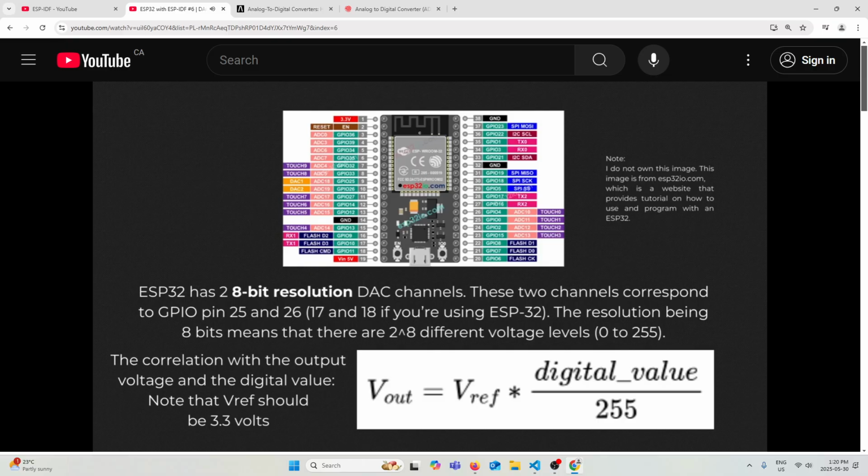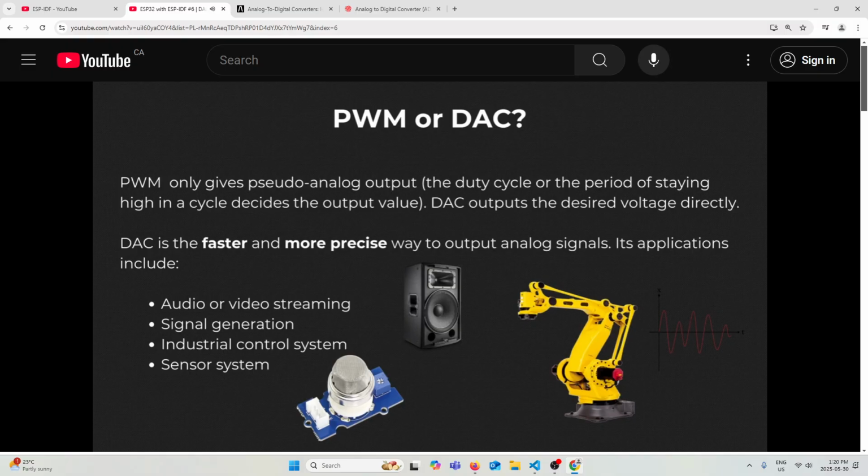If you have seen my video on PWM with LEDC, you may question how DAC compares to PWM if they can both output analog values. Let's say we want to get 1.6 volts out of ESP32. If we use PWM, then it is switching between 0 and 3.3 volts repeatedly, where 3.3 takes 50% of the cycle. DAC should output 1.6 volts directly.